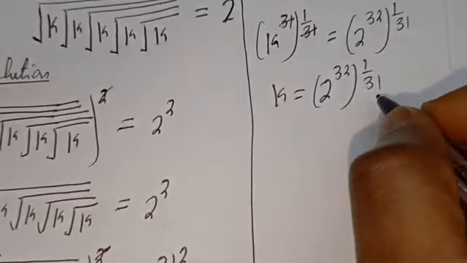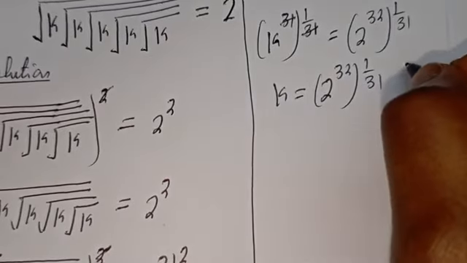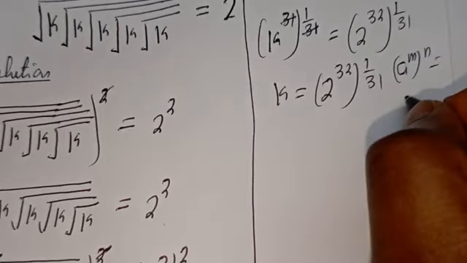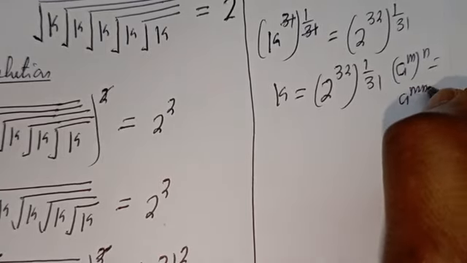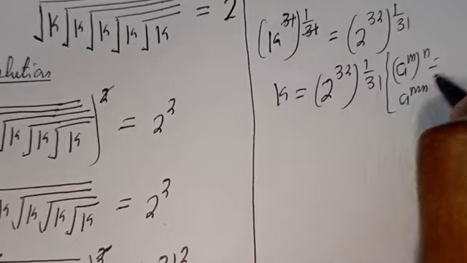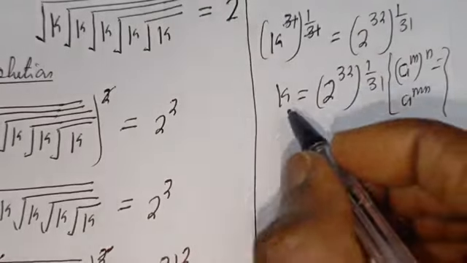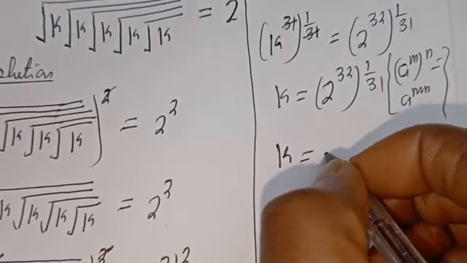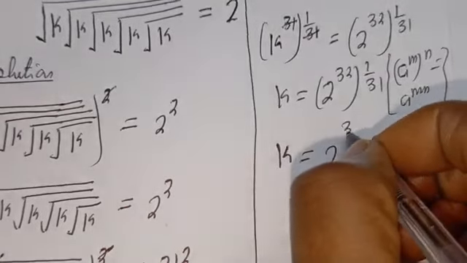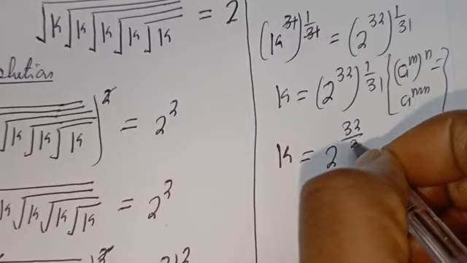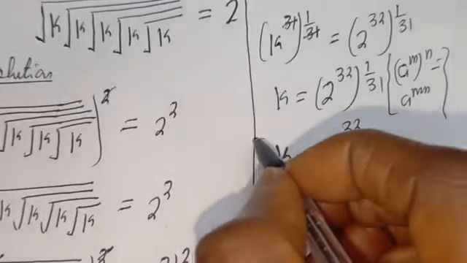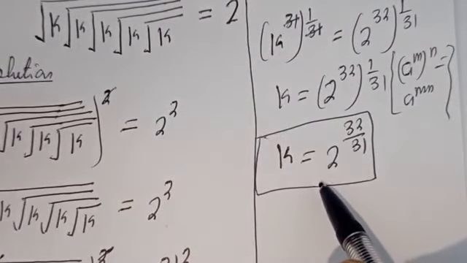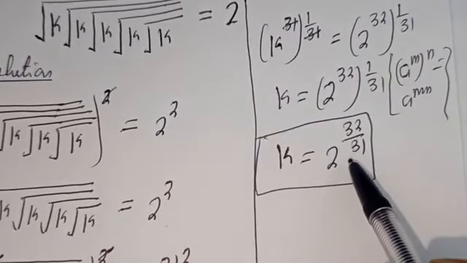And we know that we said a to the power of m to the power of n is equal to a to the power of mn. Then this can be written as k is equal to 2 to the power of 32 over 31. And this is the final answer. You can see that the answer we got from the first method and second method, they are the same.